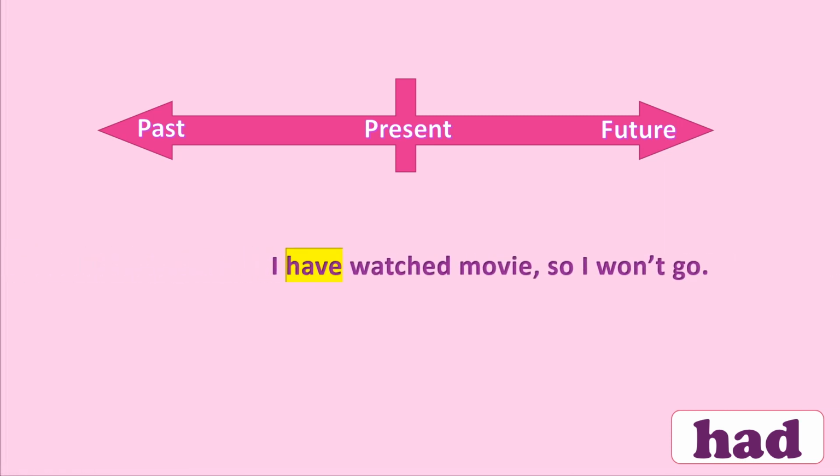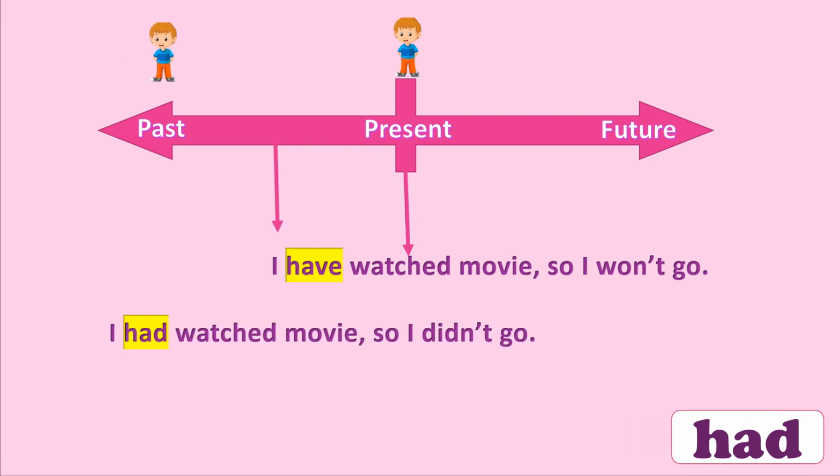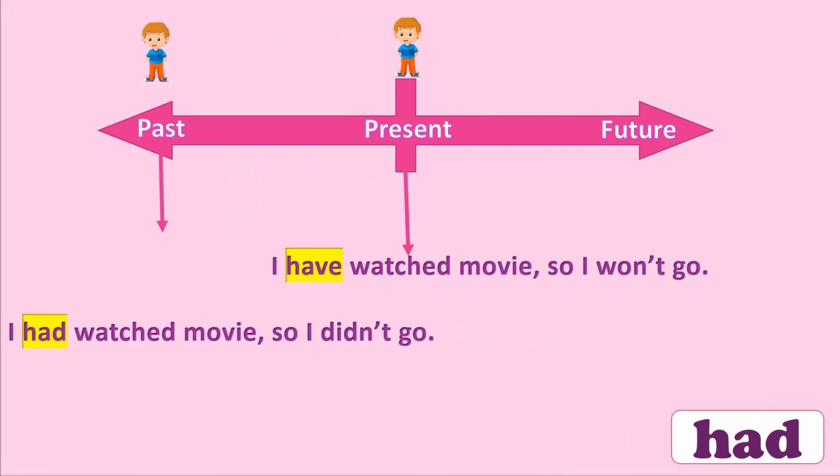I have watched the movie, so I won't go. Children, we have written have here. Why? Because the second part of the sentence, I won't go, is going to happen. Fine, I will not go. So that's why we have used present tense here. I have watched the movie, so I won't go. But I had watched the movie, so I didn't go. Now the second part, I didn't go, is in the past form. That's why we have used the helping verb had, that it had already happened. I didn't go to watch the movie because I had already watched it.